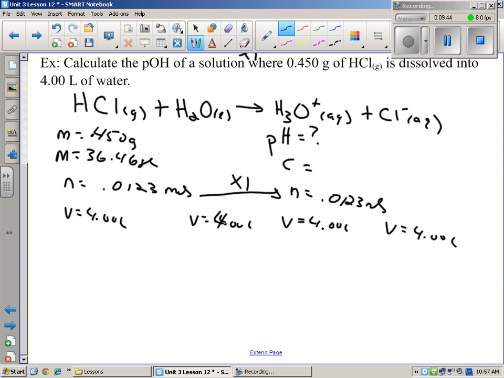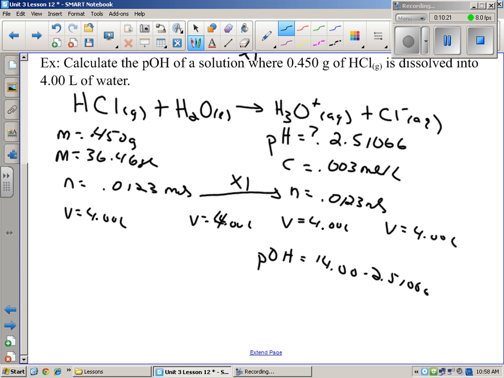n divided by V, of course, divided by 4. So 0.003 moles per liter. And to find the pH, of course, we would take the negative log, and we get 2.51066, etc., etc. So if we did this question on Friday, that's exactly where we would finish. We'd round it, etc., etc. Today, we want to find the pOH, so we just simply need to do that one little extra step here. We would take 14 minus 2.51066, etc., etc.